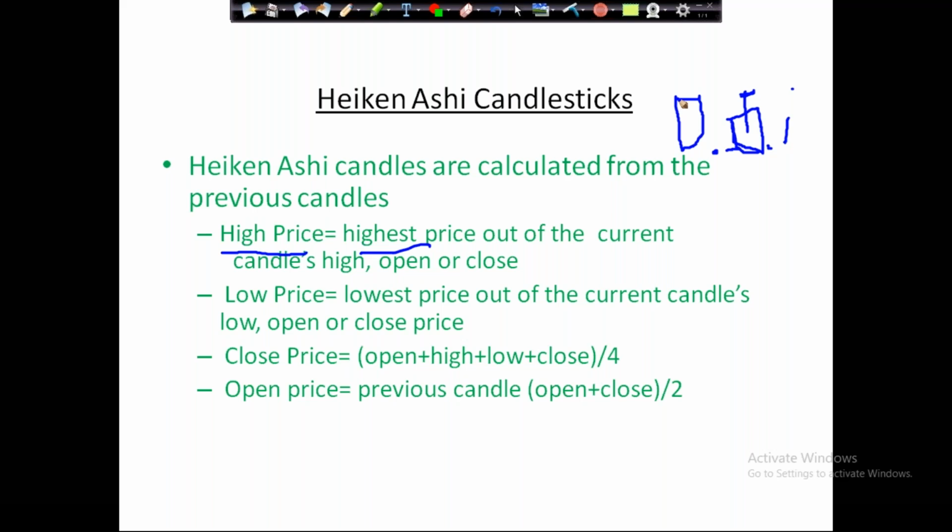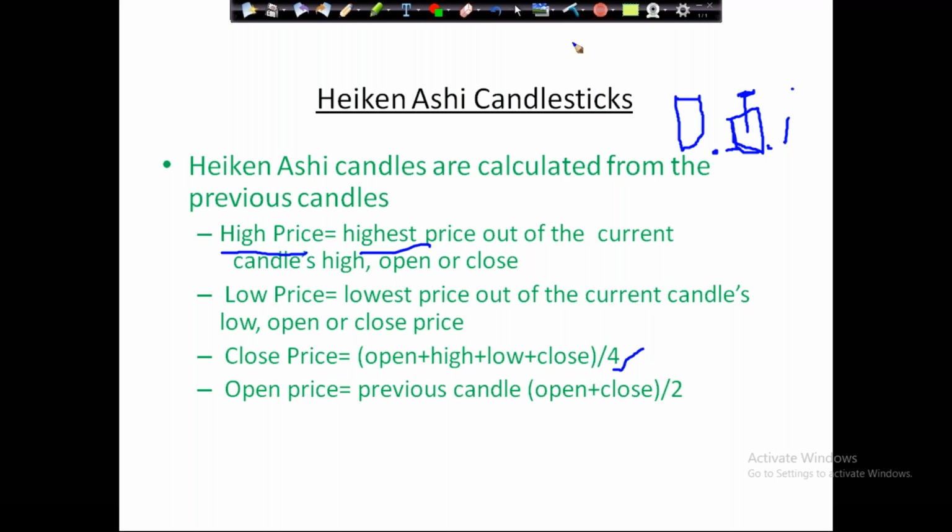Higher and close. After that, the higher price and the lower price are the same: the lower price out of the current candle, low, open and close price. All right, and the close price is open plus high plus low plus close divided by 4, because there are 4 factors there. What result comes, the next candle's close. All right, the open price: the previous candle's open plus close divided by 2 is equal to the next candle's open.